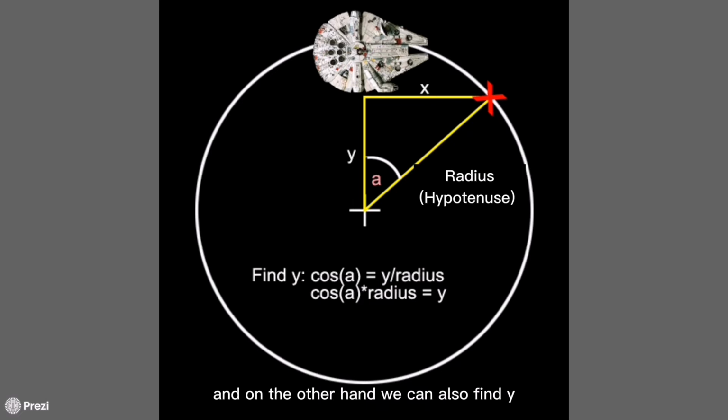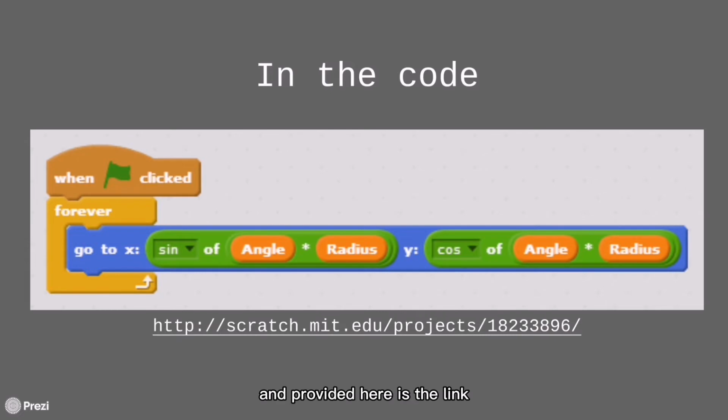And on the other hand, we can also find Y by the use of the trigonometric ratio for cosine. So cosine of A is equal to Y over the radius, and we can also manipulate that as shown in this illustration. And provided here is the link so that you can try out putting in the code when you want to move an object when programming a game.